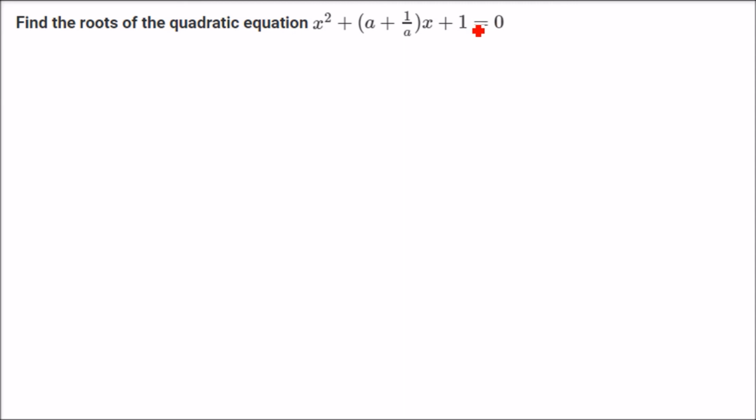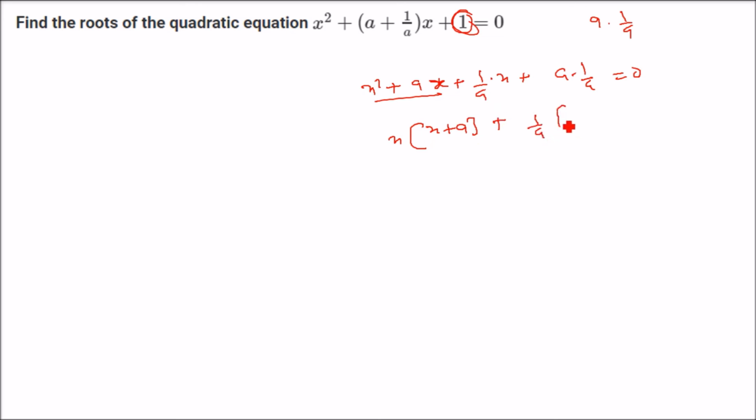Now find the roots of the quadratic equation. Only one thing we have to do here: write 1 as a into 1 by a. So if I write x square plus a plus 1 by a into x plus 1, where 1 can be written as a into 1 by a. Now I'm taking x common from here. What do I get? x plus a. Now I'm taking 1 by a common from here. What do I get? x plus a.